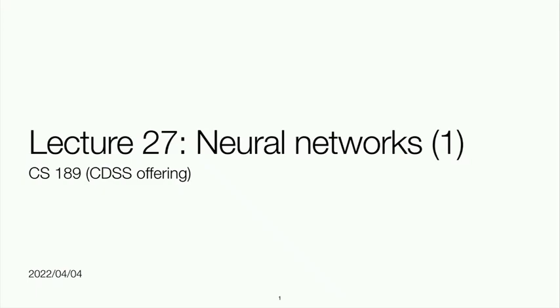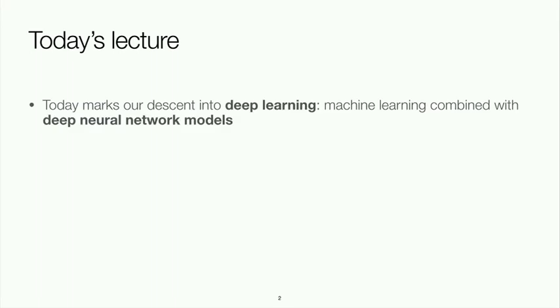All right, neural networks. So, today's lecture marks our descent into deep learning. That's what we're talking about for most of the rest of this class. Deep learning is an umbrella term for when people do machine learning with a particular type of model known as a deep neural network. And that's primarily what we're going to focus on for at least a couple of lectures: what is a neural network? Trying to understand what that is.